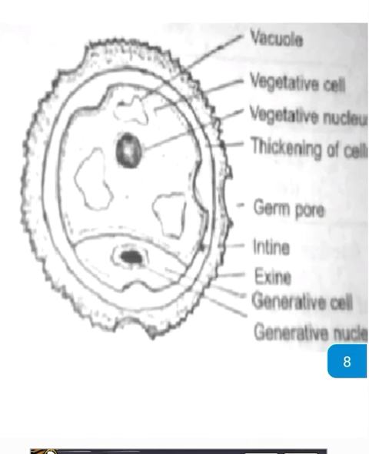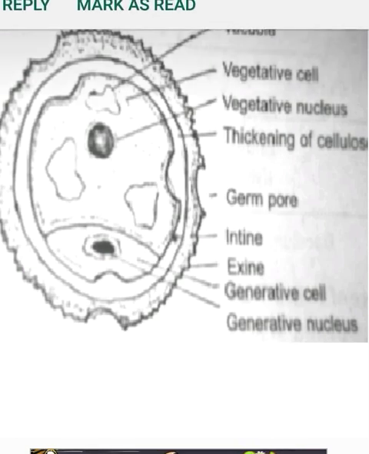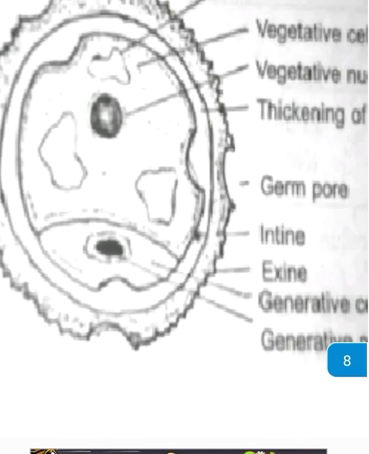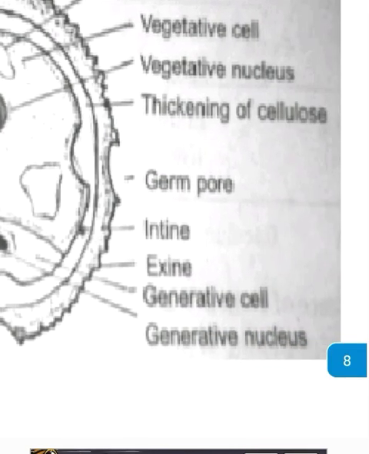Here you observe from outside there is the exine, then there is the intine, then in the center the vacuole is there, vegetative cell and generative cell. Generative cell is small, vegetative cell is large. In both, a single nucleus is present and three vacuoles are there. In the vegetative cell vacuoles are very clear, and here you observe the germ pore. Germ pore is very clear.